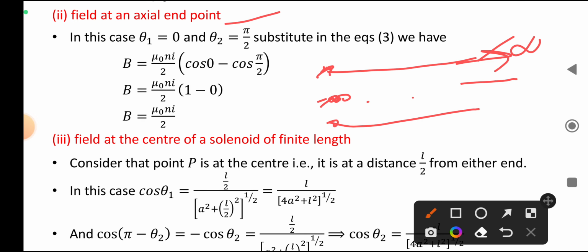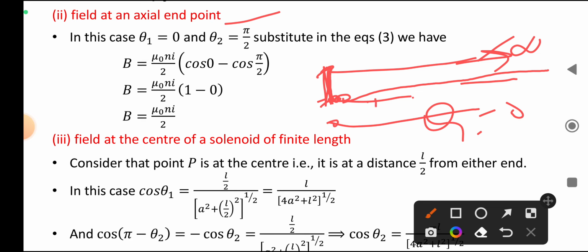Here it is one line, and it is theta 1. Theta 1 is always with the right hand only. The right hand is at infinity, so theta 1 value is 0. The left hand is at this point only, and we have to take theta 2 like this. So theta 2 is simply 90 degrees. Theta 1 is 0, theta 2 is 90.